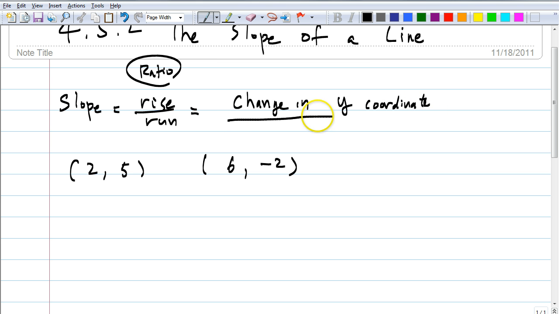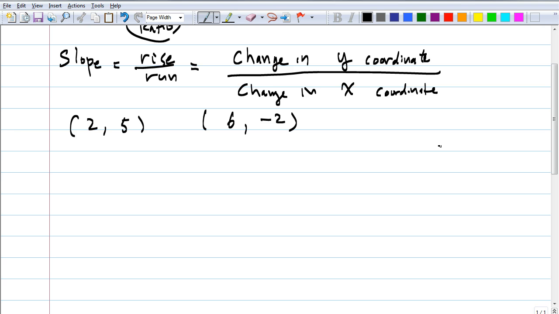over, guess what? Change in, what about run? Change in x coordinate is correct. So how do you actually figure out the change in x and y coordinate? Well, I'm going to show you a formula. Have you guys learned the formula yet? No. Yesterday? Okay. So let's call this x sub 1, y sub 1. Let's call this x sub 2, y sub 2.